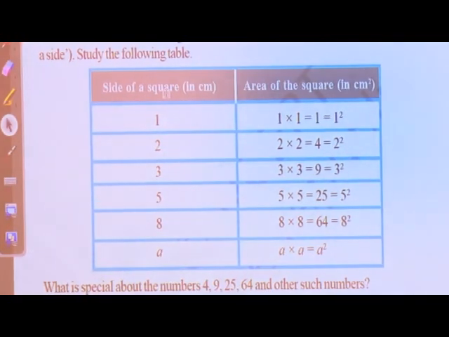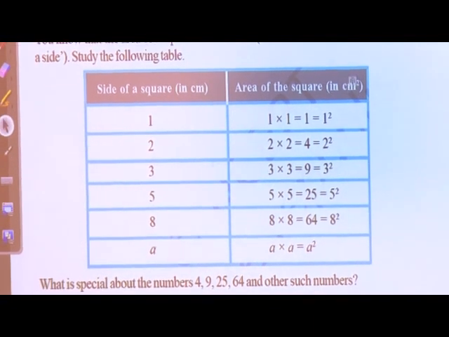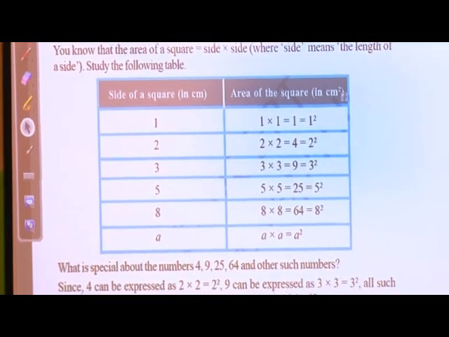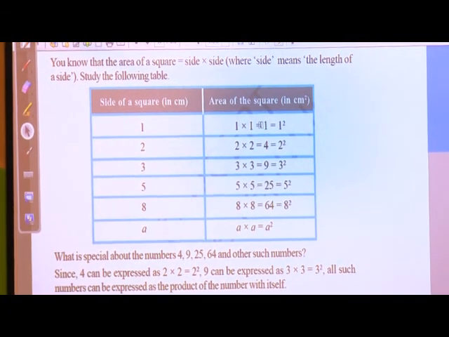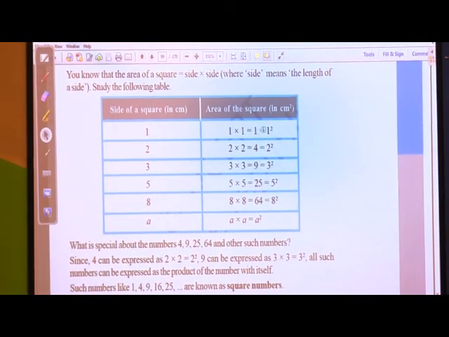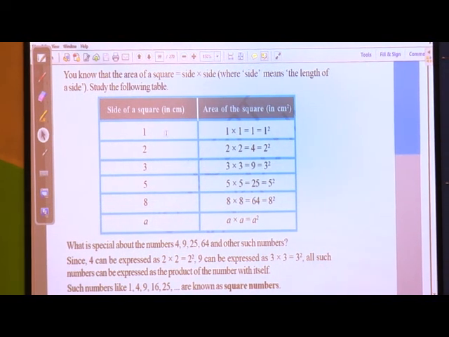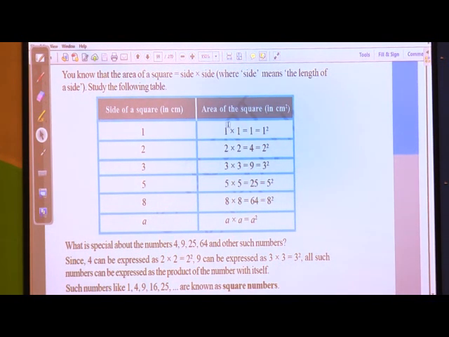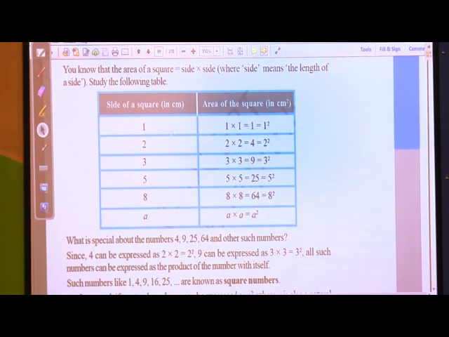Side of a square in centimeter, area of the square in centimeter square. 1 centimeter side, area 1 square, 1 into 1 is equal to 1, which is 1 square. In centimeter square the area is, whereas the side is in centimeter. Why? Because 1 centimeter into 1 centimeter becomes centimeter square.